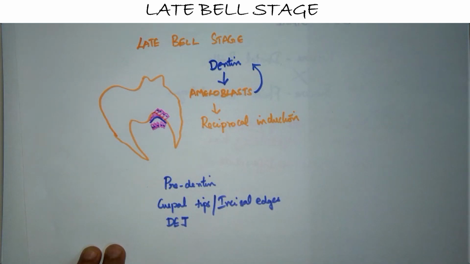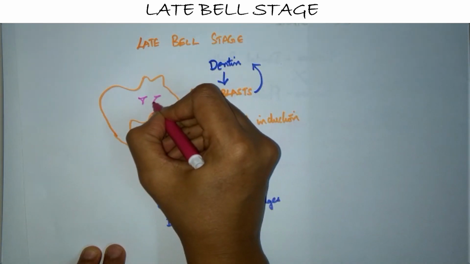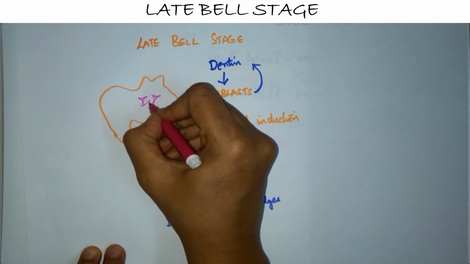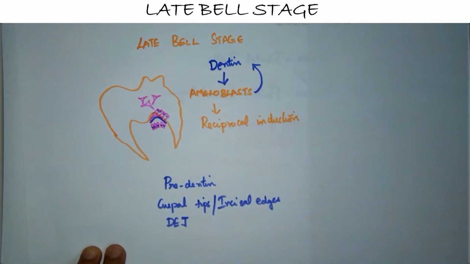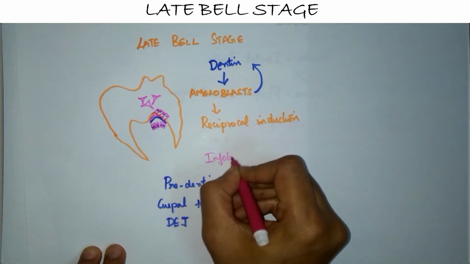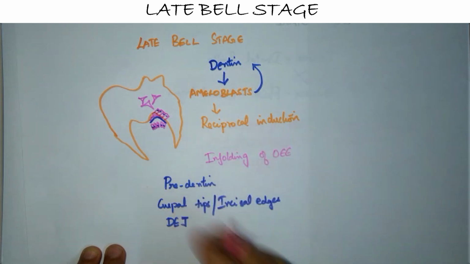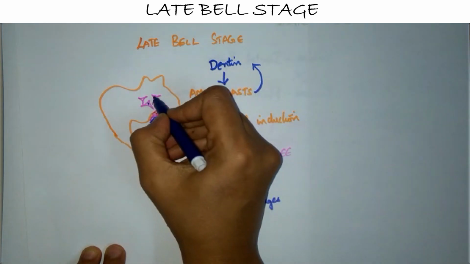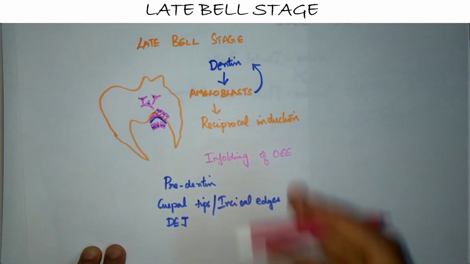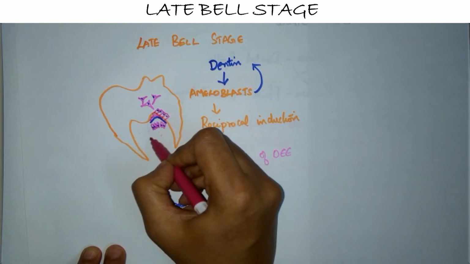Now, what happens to the cells of the stellate reticulum and those of the outer enamel epithelium? The outer enamel epithelium, by now, will start to throw itself into foldings. That is, there is infolding of the outer enamel epithelium, and also collapse of the stellate reticulum layer. Why does this occur? It is because the inner enamel epithelial cells receive their nutritional supply only from the cells of the dental papilla.